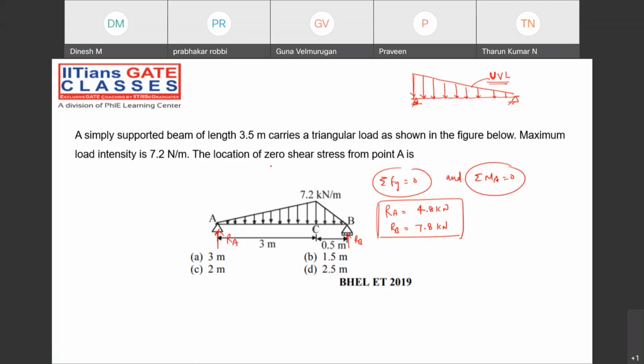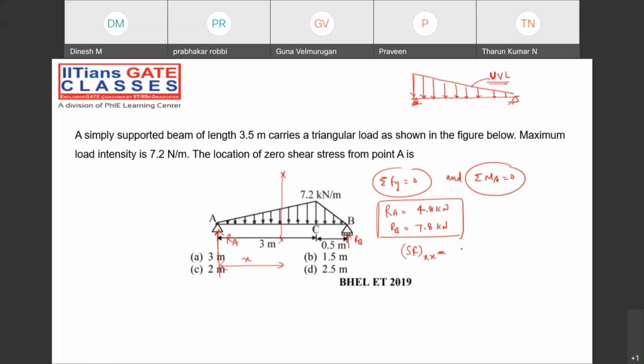So they're asking what is the location of the zero shear force from the point A. So I'm taking any location at X distance from the point A like this, and I'm going to calculate the shear force at that location, and I'm going to equate it to 0, my dear friend. Simply that is my simple strategy, I would say.